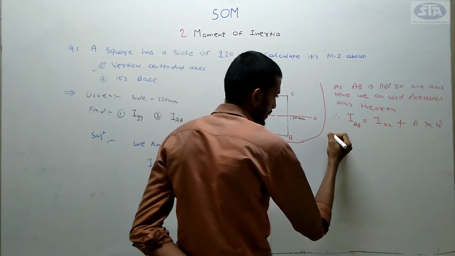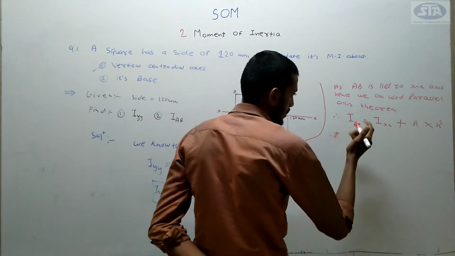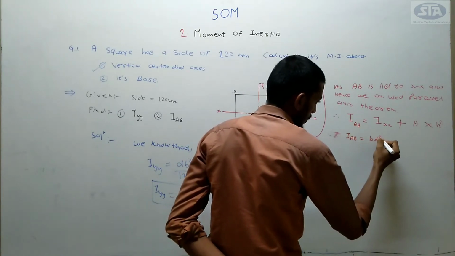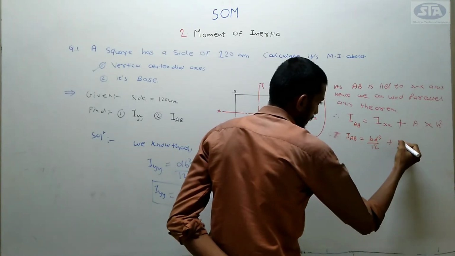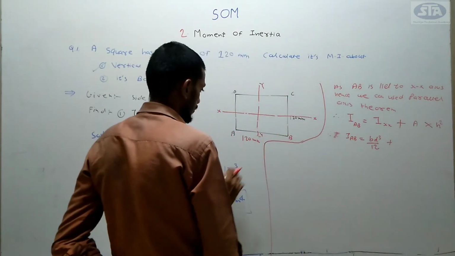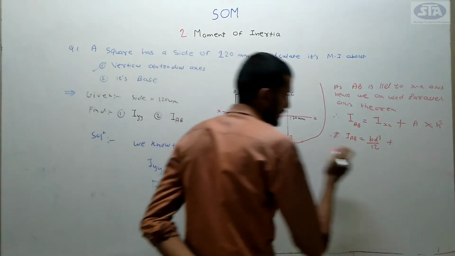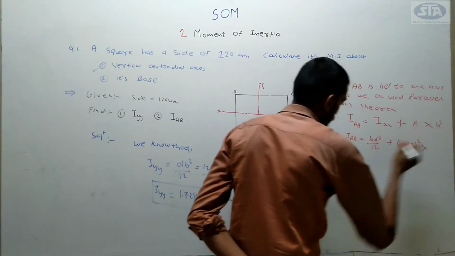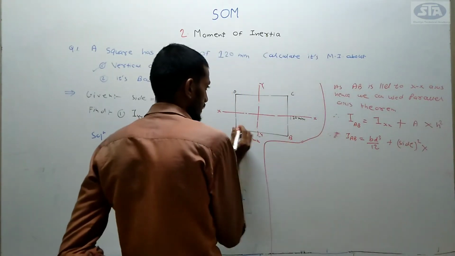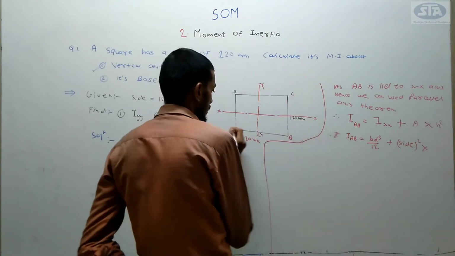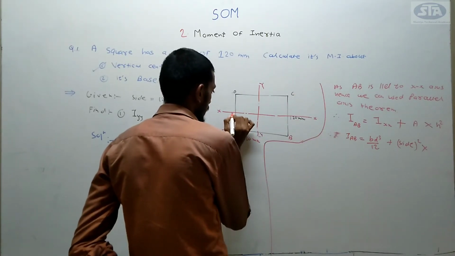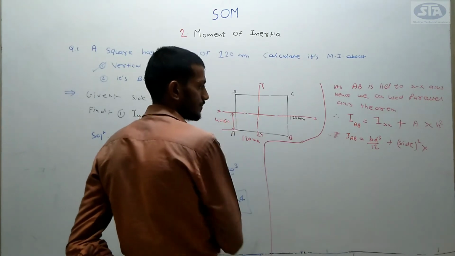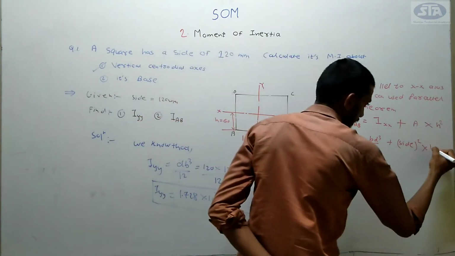So here we have to find Ixx. Directly we know the value of Ixx, the formula BD cube divided by 12, plus area. Directly we know the area, we can find the area of the square, which is side square, into h. The h is the distance between two axes. This is total 120, so h is equal to 120 divided by 2, that is 60. So here h is as it is.